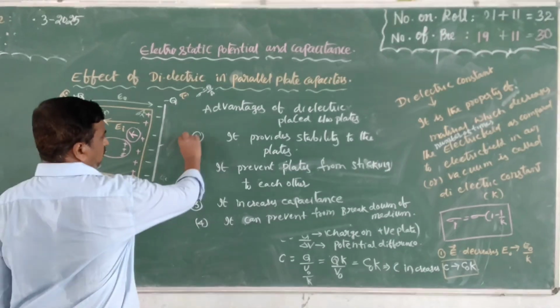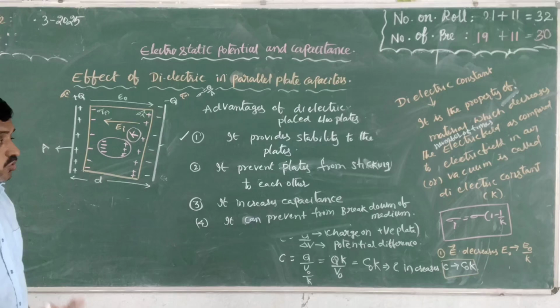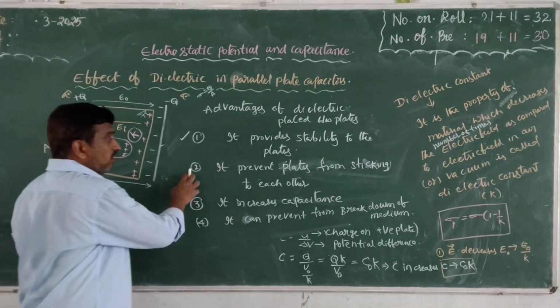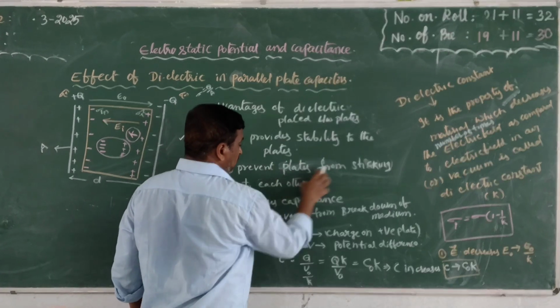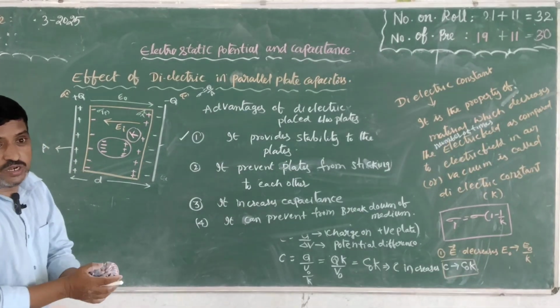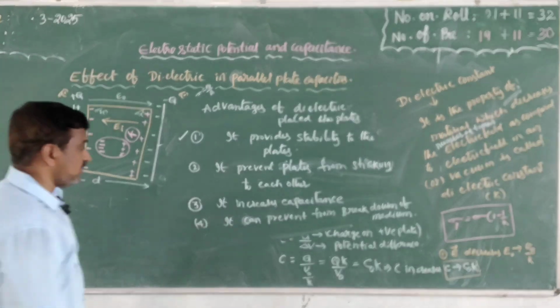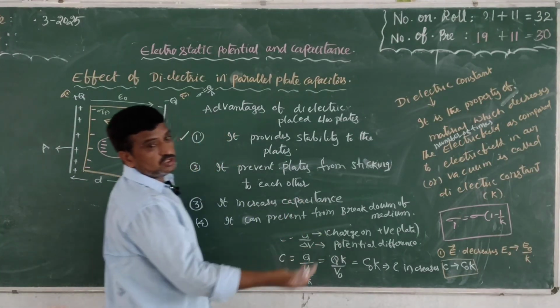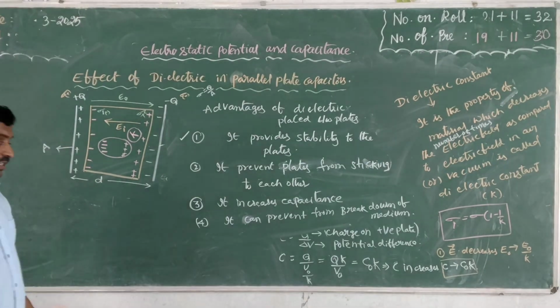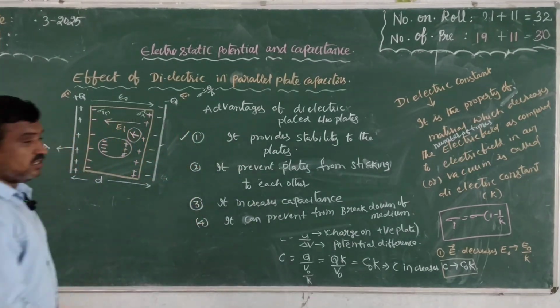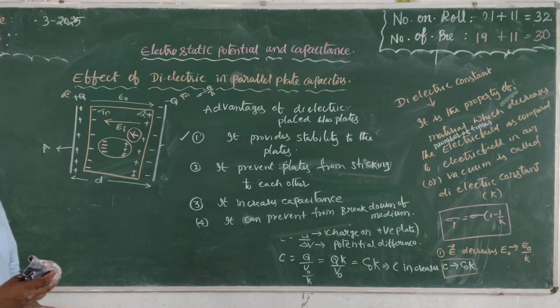What is the first one? It provides stability to the plates. Second, it prevents plates from sticking to each other; with no dielectric, they will stick to each other and neutralize. Third, it increases the capacitance, C to C naught K, K times. Fourth, it can prevent breakdown of medium. These are the advantages of dielectric when placed between the parallel plates.